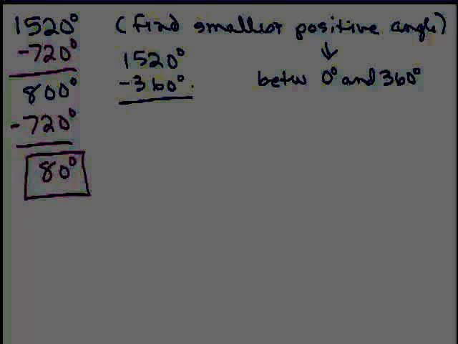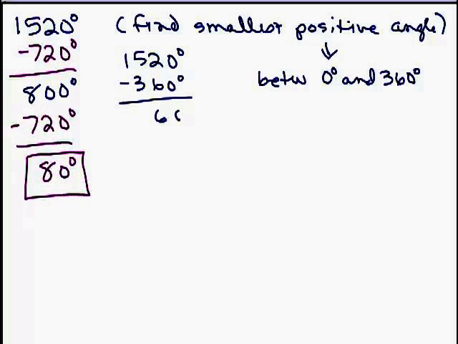That's still way over 360, so let's see, can I subtract 720 again? Yep. And I got 80 degrees. Now, you could have just subtracted 360, subtracted 360, subtracted 360. You'll get exactly the same answer. It's just there's more intermediate steps here.